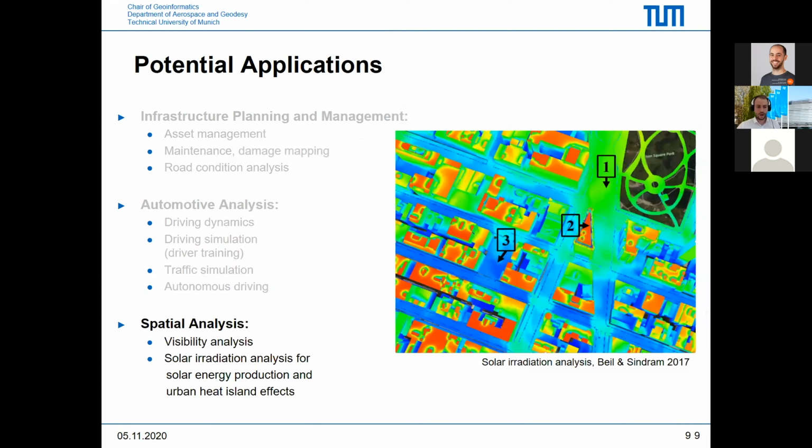A third area for potential applications of detailed street space models are classical spatial analysis applications such as visibility analysis, or also solar irradiation analysis for locating urban heat islands, for example. And you can see an example here, which I will show you later. We have already done tests for solar irradiation analysis also for street space objects, and I will show you this later on.